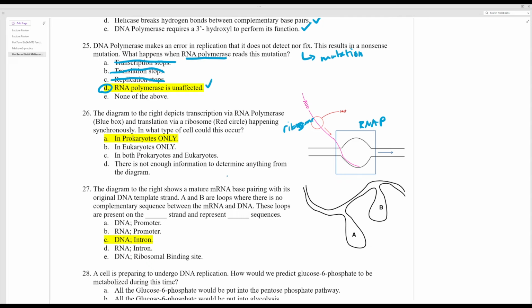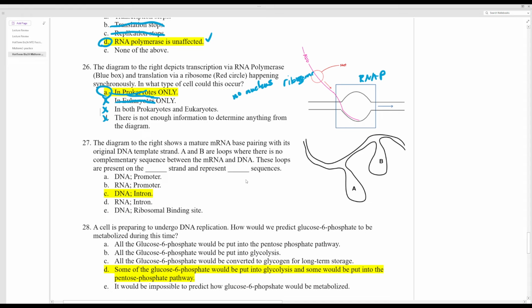Okay. So the key here is transcription and translation are happening synchronously, meaning that the translation machinery and the transcription machinery are happening in the same exact place. That is only possible when there's no nucleus, and this is only present in prokaryotes. Eukaryotes have a nucleus. This is what allows them to keep these processes separate, which means that we can do post-transcriptional modifications or post-transcriptional processing. But to have them happening at the same time, it must be a prokaryote. Okay.